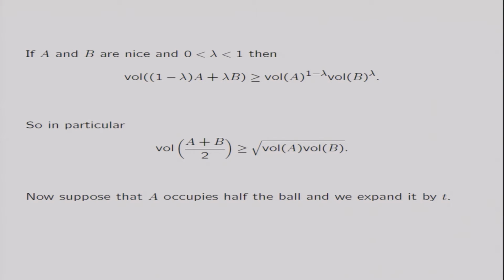So what is meant by this? I'm going to add two sets, but I rescale them first by convex multipliers, lambda and 1 minus lambda, things that add up to 1. So I rescale them a bit and then add. And what happens when I do that is that the volume is at least this weighted geometric mean of the original volumes.